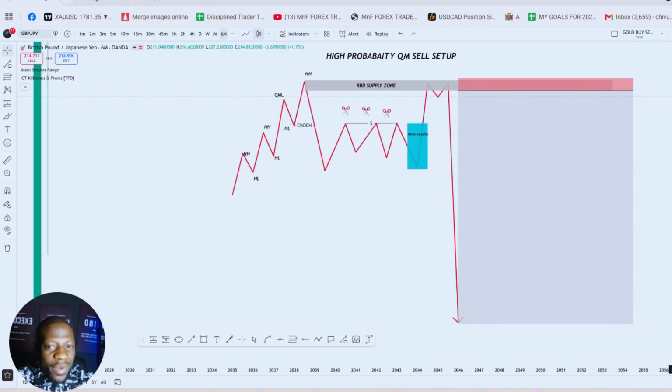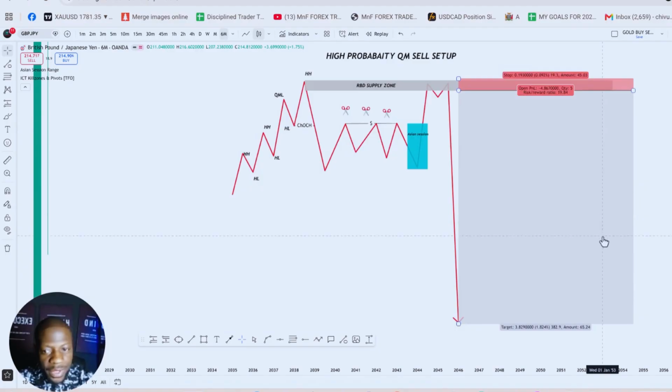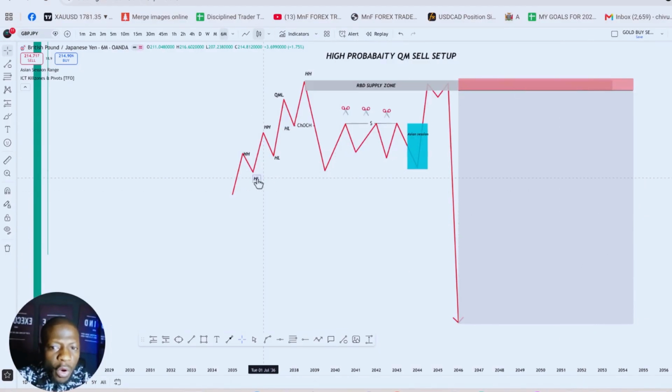What you're looking at right now is the higher probability sell setup on the Quasimodo strategy. It's a QM strategy. Let me show you how it works. You always have to have the market in a particular trend, whether an uptrend or downtrend. In this particular case, the market is giving you higher highs, higher lows, higher highs and higher lows, right?